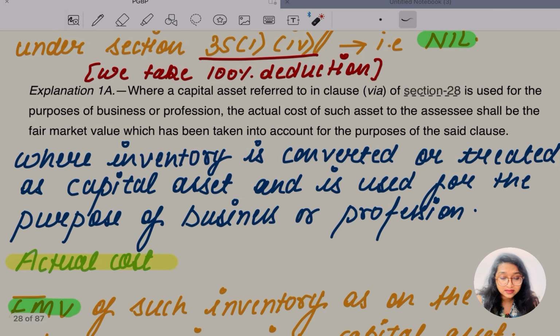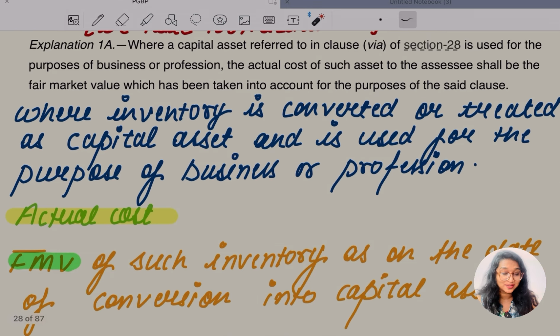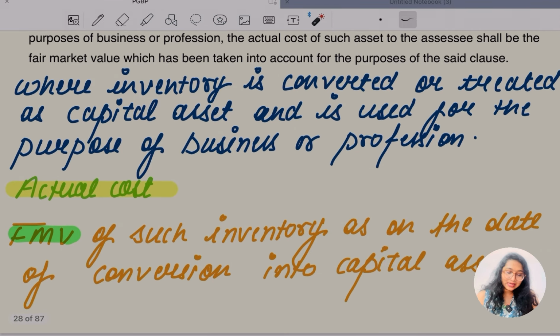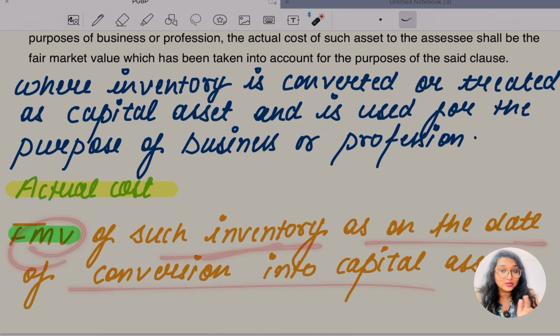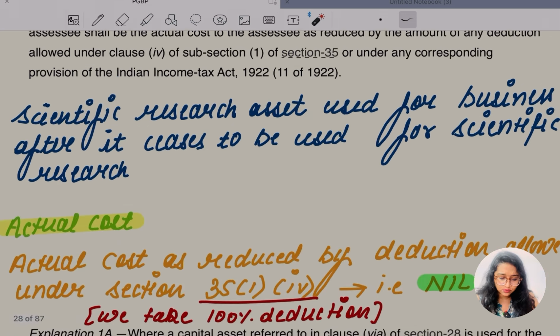Now we are going to the other scenario, explanation first, and what is going to be the actual cost here? The scenario is where the asset is converted or treated as a capital asset. Once the inventory is converted or treated as a capital asset and it is used for the purpose of business or profession, what is going to be the actual cost? Fair market value, something like that? Yes, let's read it now. In this case, the actual cost is going to be the fair market value of such inventory as on the date of conversion into the capital asset. Similar, these two cases I already know.